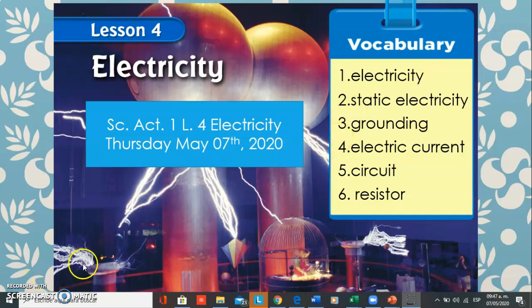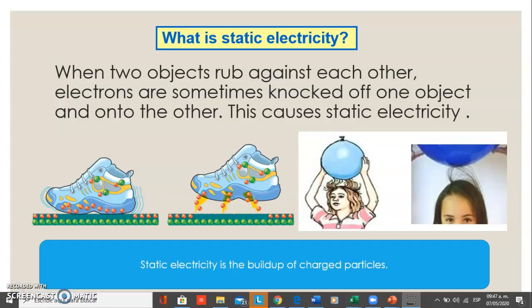Let's continue with the next. Okay, let's start talking about electricity, specifically about what static electricity is. Have you ever heard the word static? I think that you have done some experiments in science classes. So, have you ever shocked yourself by touching a doorknob on a cold, dry day?